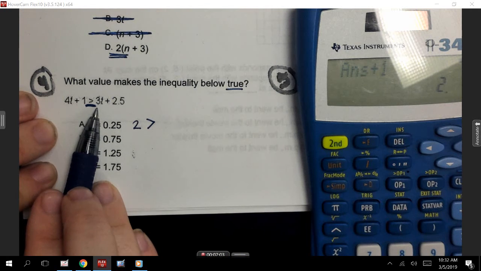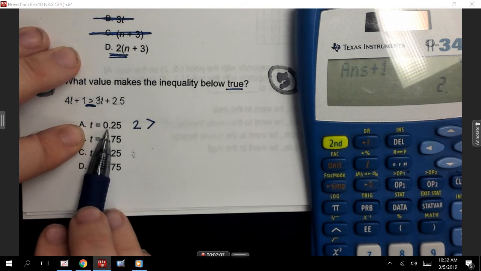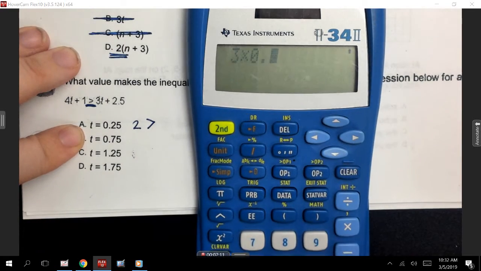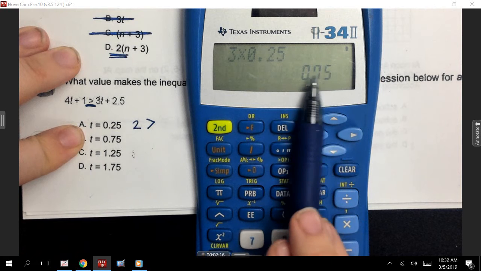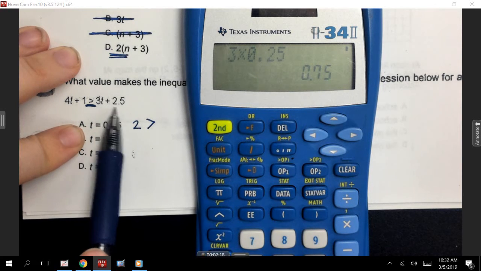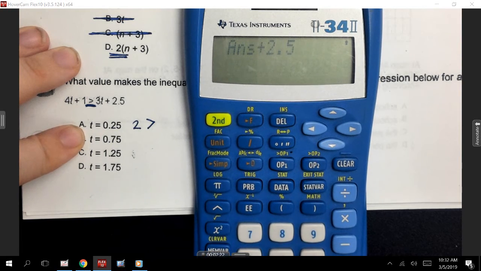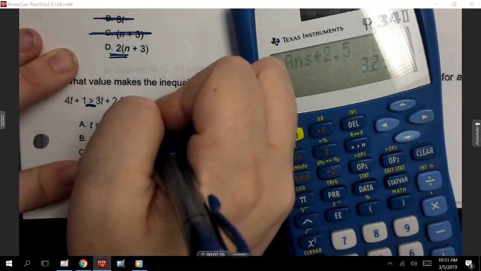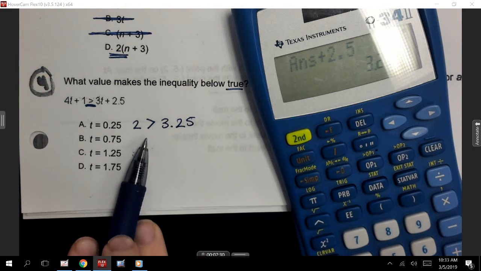Now I'm going to do the same thing. Instead of writing 3 times t, I'm going to put in my calculator 3 times 0.25. So 3 times 0.25, push enter. What does that give me? 0.75. What do I still need to do, love? Plus 2.5. And what does that give me now? Kelsey? 3.25.